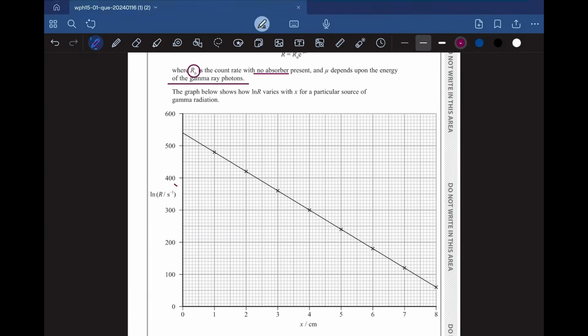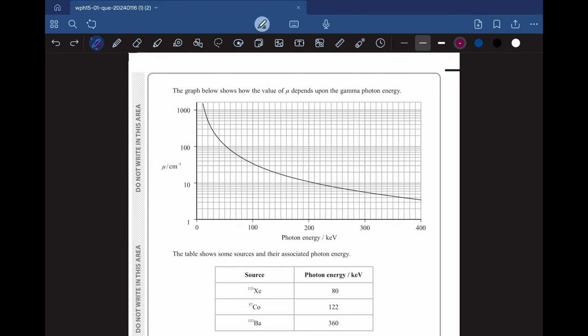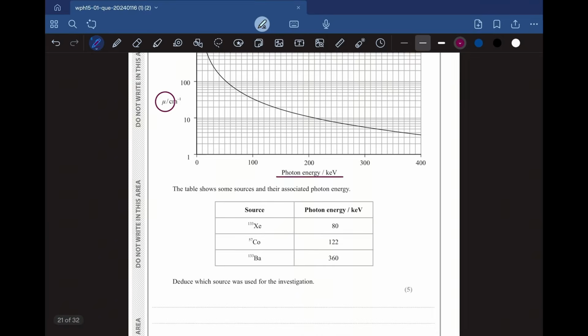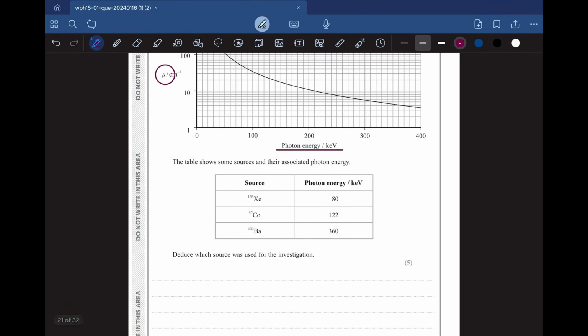So they have given us a graph of ln r. This is a very common question. The graph below shows how the value of mu depends upon the gamma photon energy. So this is mu and how it depends upon the energy of the gamma photons. Now they have also given us some sources with their associated photon energy, such as barium. Deduce which source was used for this investigation.